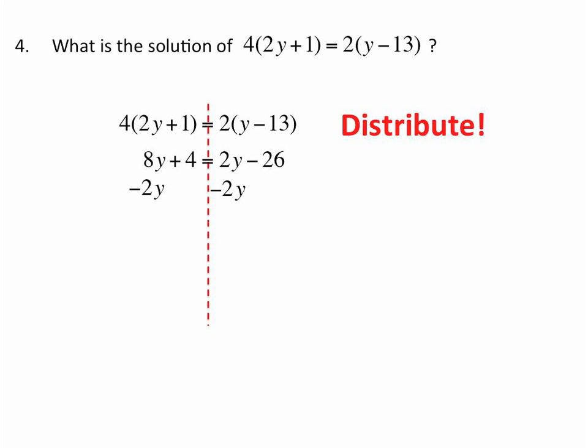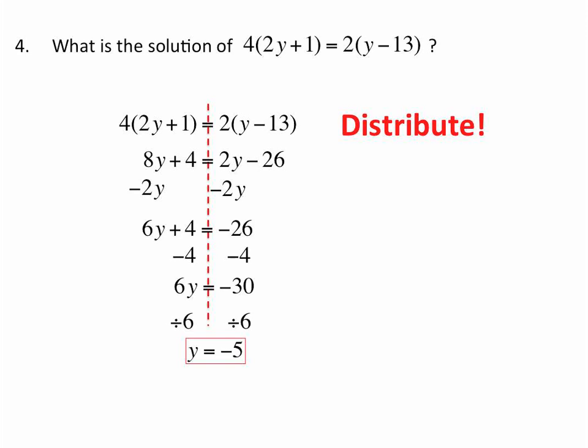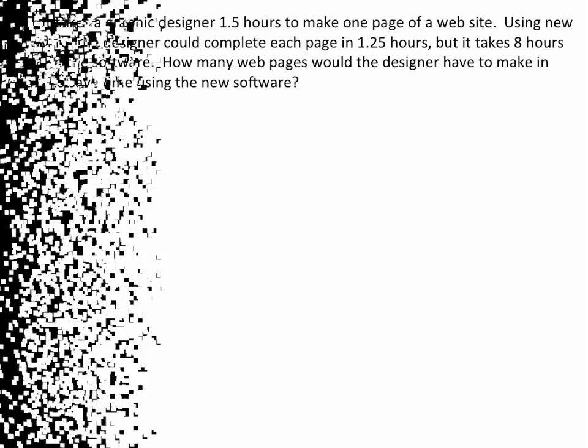Get your y's all on one side. So I'm going to chop 2 y's off of both sides. Gets me 6y plus 4 is negative 26. Subtract 4. And I got 6y is negative 30. Divide by the 6. And y is negative 5. Okay? Couple practical application problems.